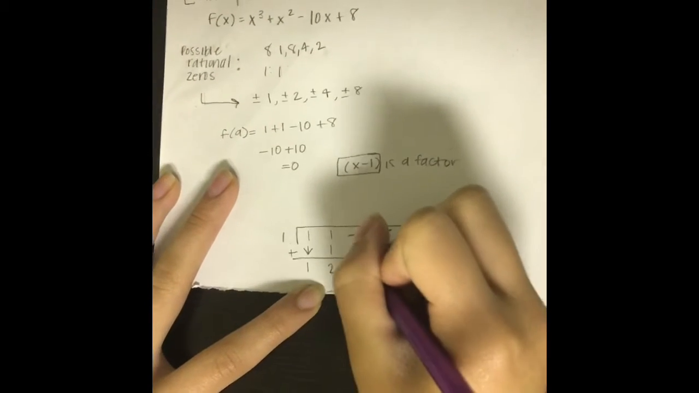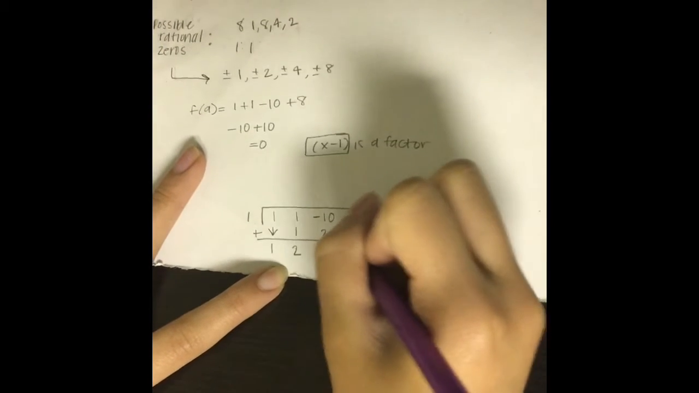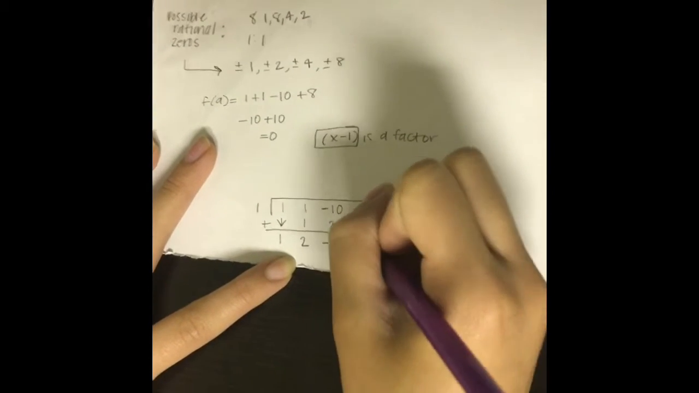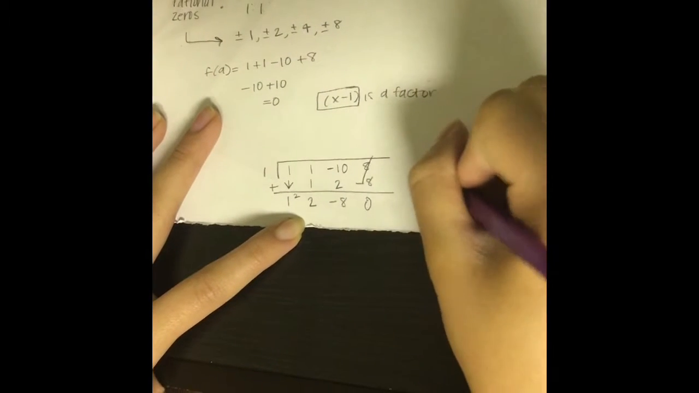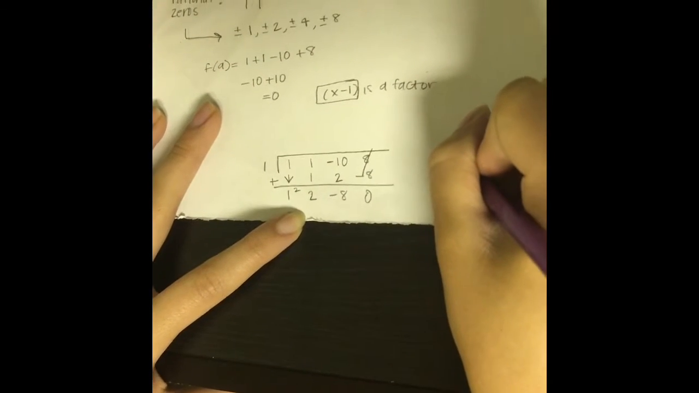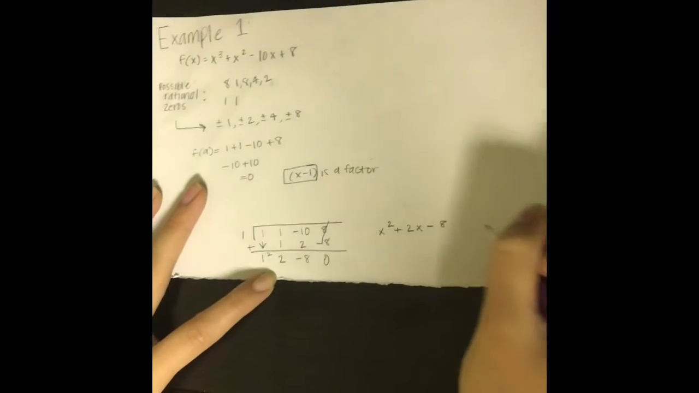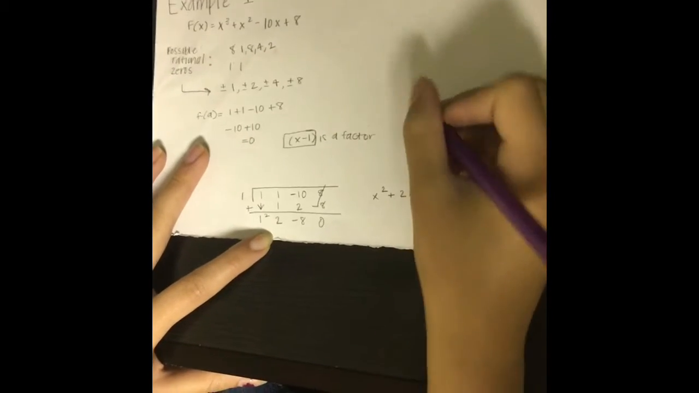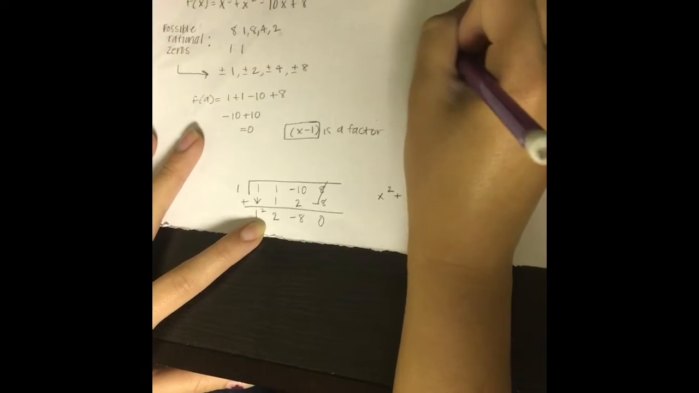2 times 1 equals 2. Negative 10 plus 2 equals negative 8. Negative 8 times 1 equals negative 8, and then 8 plus negative 8 equals 0. Which means that our new polynomial function is x squared plus 2x minus 8. Then we're going to put the original polynomial function equal to x minus 1 times x squared plus 2x minus 8.